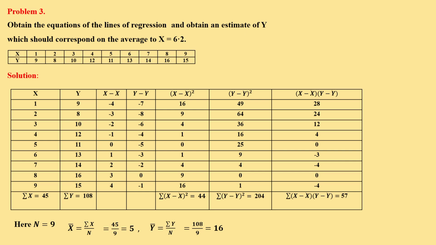Then multiply the third and fourth columns, x minus x bar into y minus y bar. Minus 4 into minus 7, minus 3 into minus 8, so 28, 24, 12, etc. That is the last column. Adding all the numbers, you will get summation x minus x bar into y minus y bar equal to 57. So we know the formula.